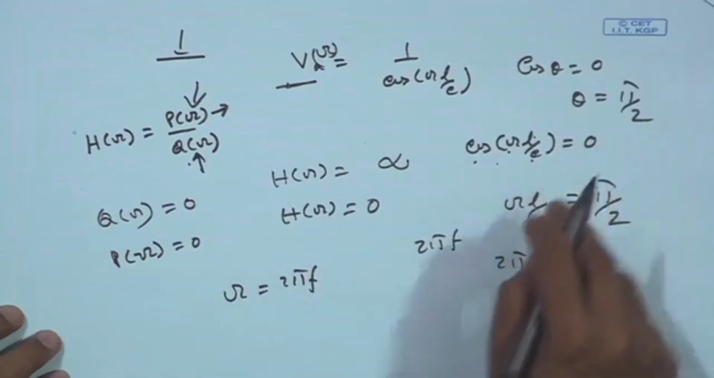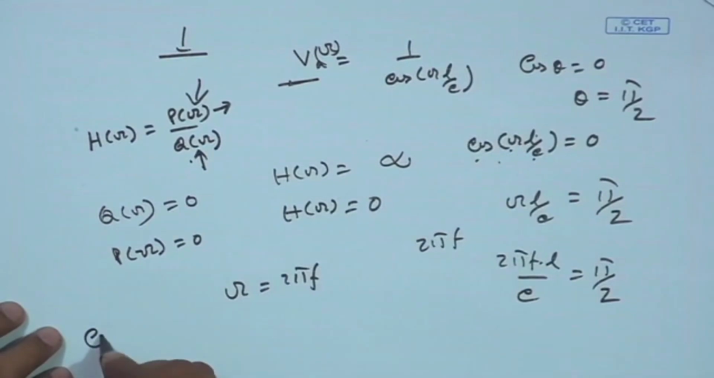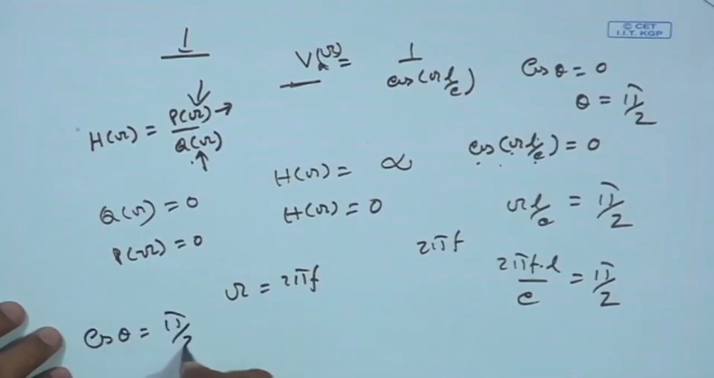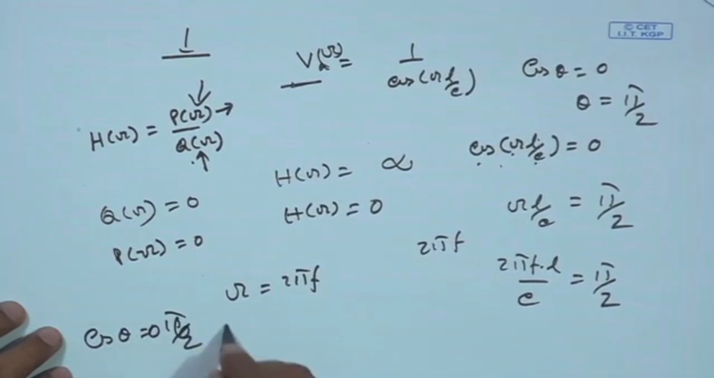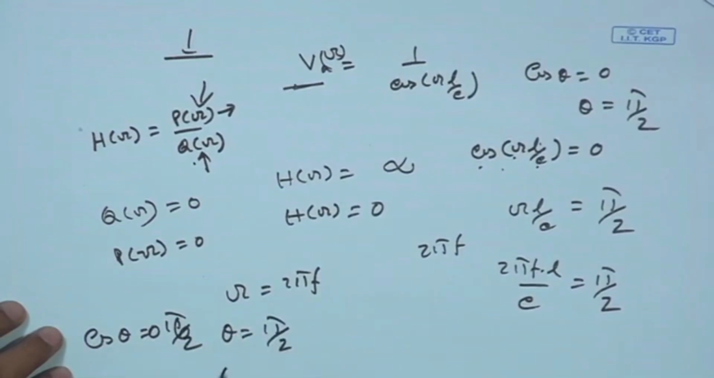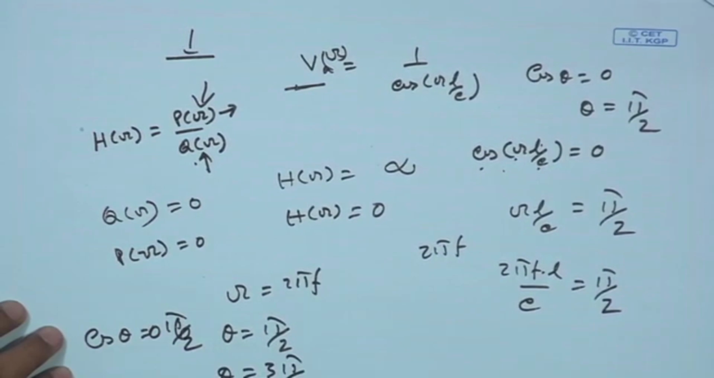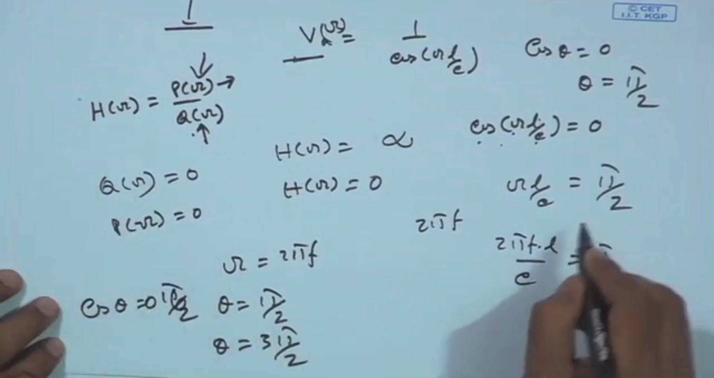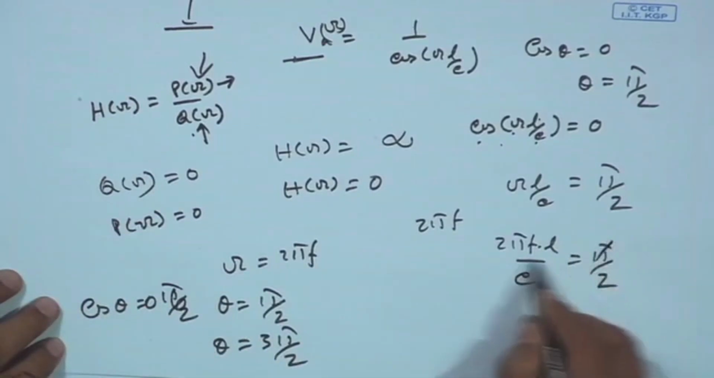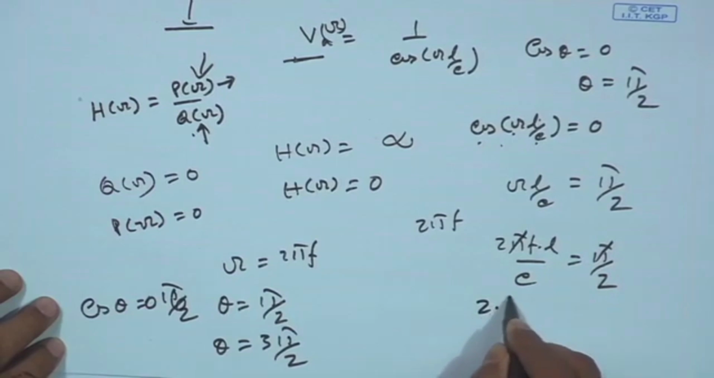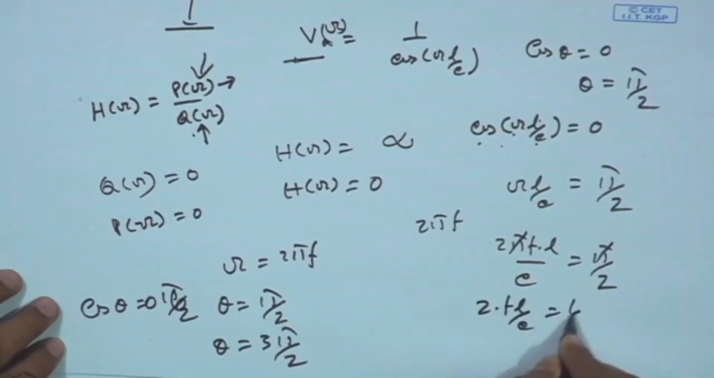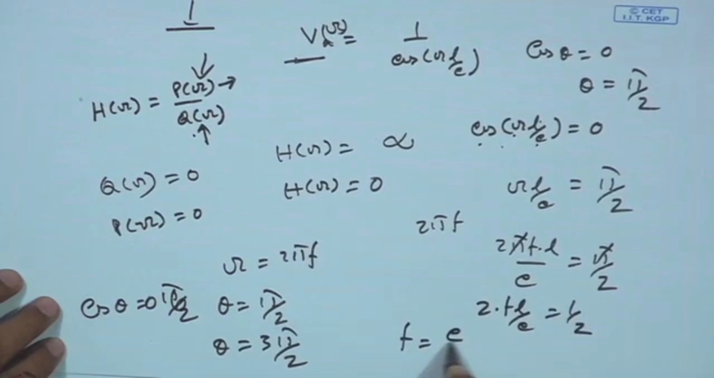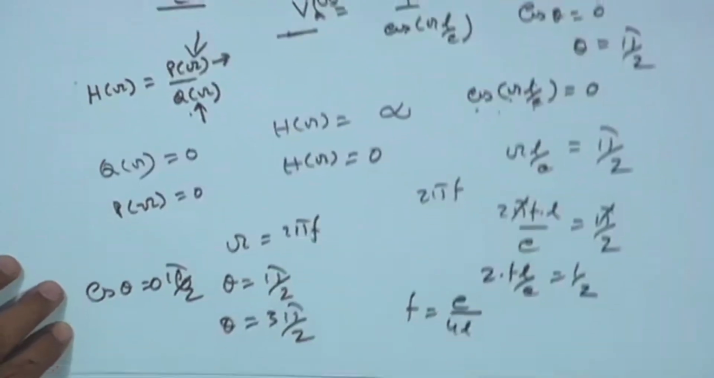So, first resonance, because cos theta can be 0 not only at pi by 2, but also if theta is equal to 3 pi by 2, then also it is 0. If it is 5 pi by 2, then also it is 0. So, let us take the minimum frequency first, that is why we call it the first resonance frequency, theta is equal to pi by 2. So, pi cancels, it is nothing but 2 into f L by C is equal to half, or I can say f is equal to C by 4 L.